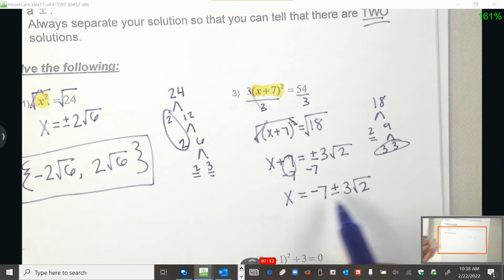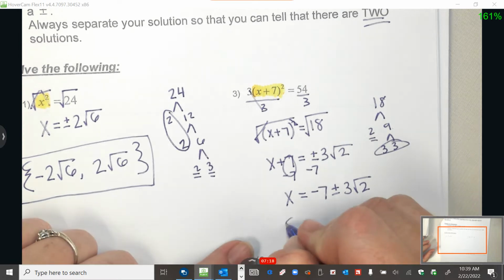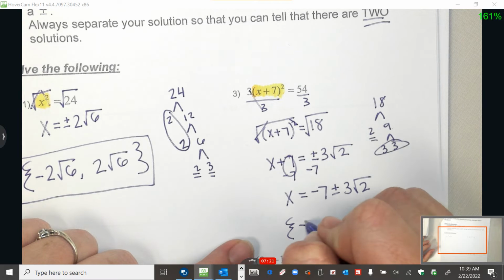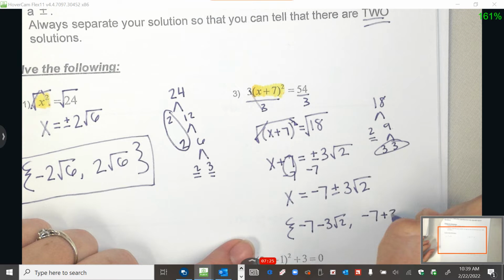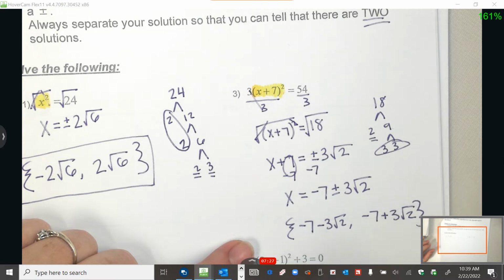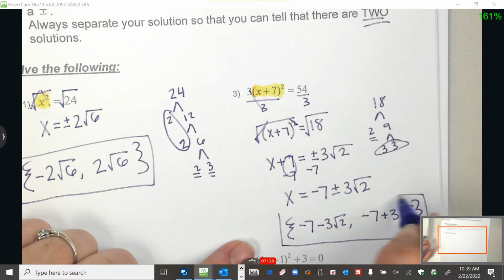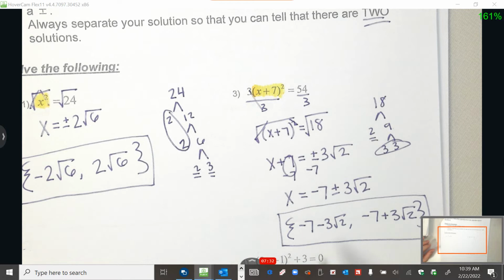Well, are those ever going to combine? No, because 3 root 2 is not a like term with 7. So my solution is literally negative 7 minus 3 root 2, negative 7 plus 3 root 2. Which is why, I think that was Friday, we practiced simplifying where they don't actually fully simplify.